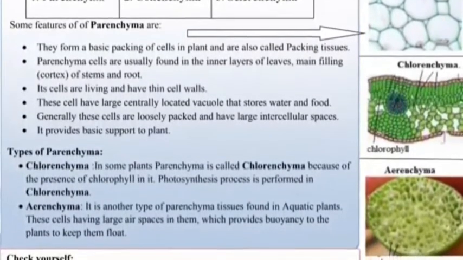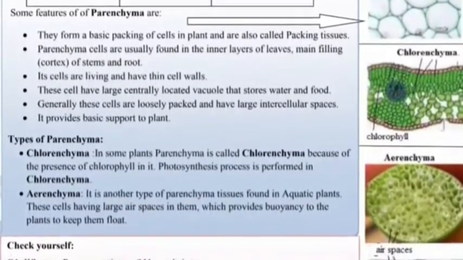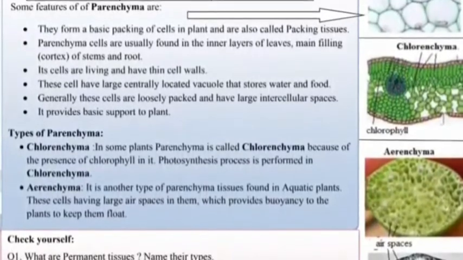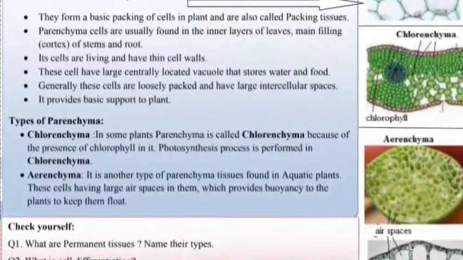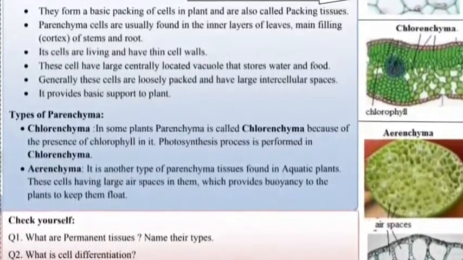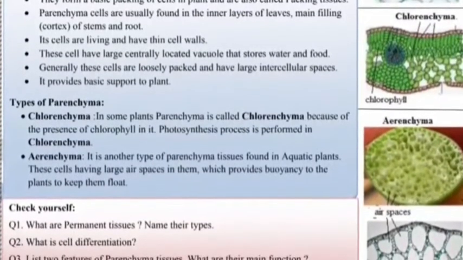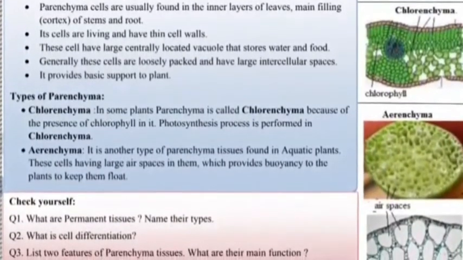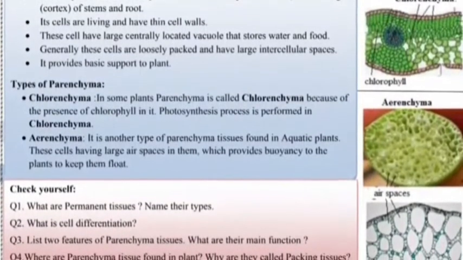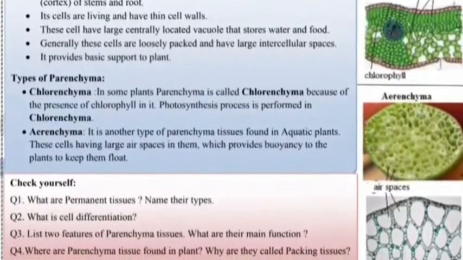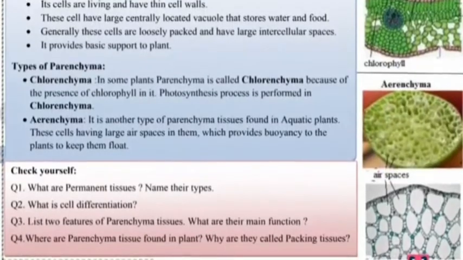Types of parenchyma. Chlorenchyma. In some plants, parenchyma is called chlorenchyma because of the presence of chlorophyll in it. Photosynthesis process is performed in chlorenchyma. Aerenchyma is another type of parenchyma tissue found in aquatic plants. The cells have large air spaces in them which provide buoyancy to plants to keep them afloat. यानी एरेनकाइमा में एयर फिल होती है और क्लोरेनकाइमा में क्लोरोफिल होता है.